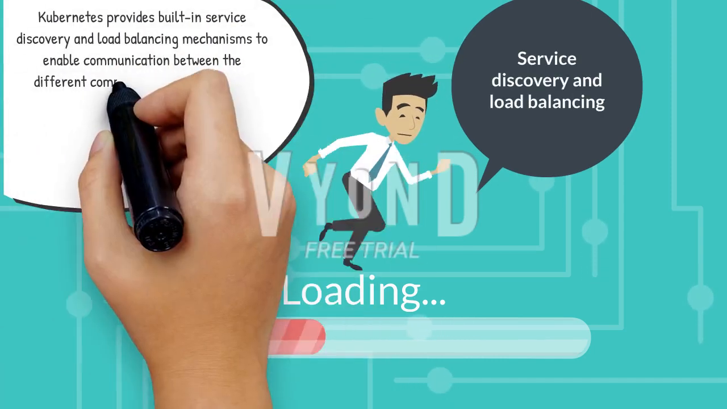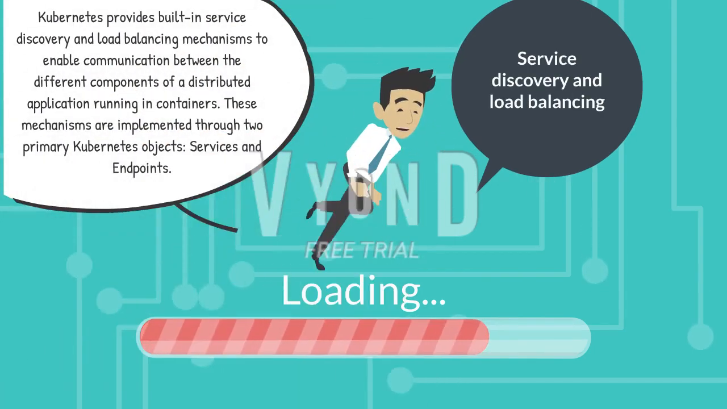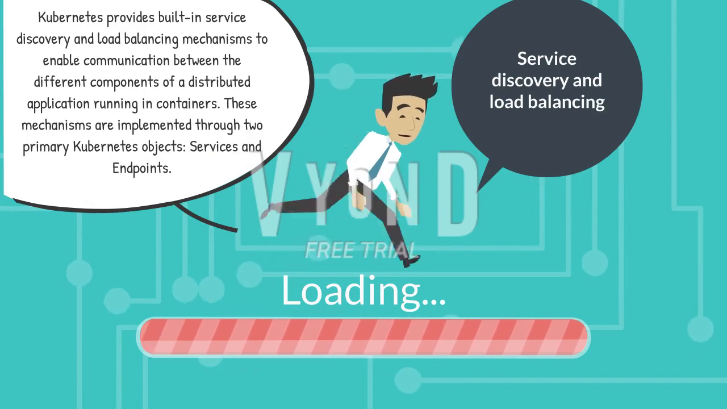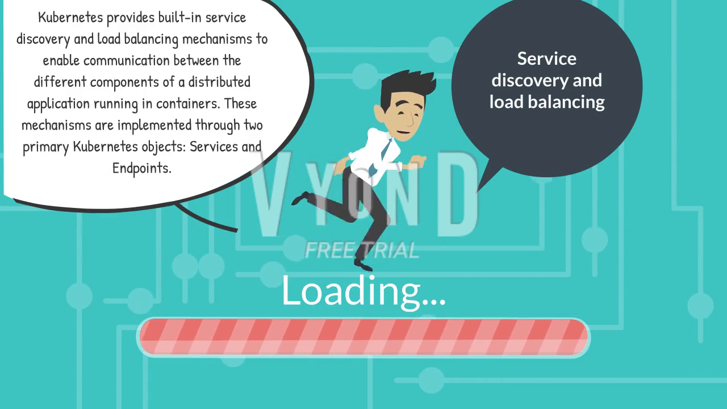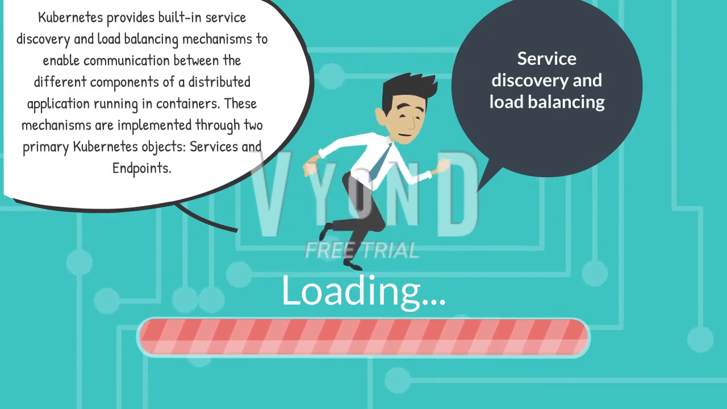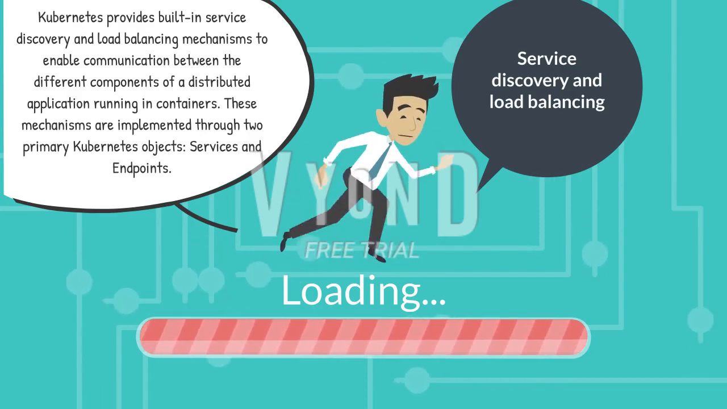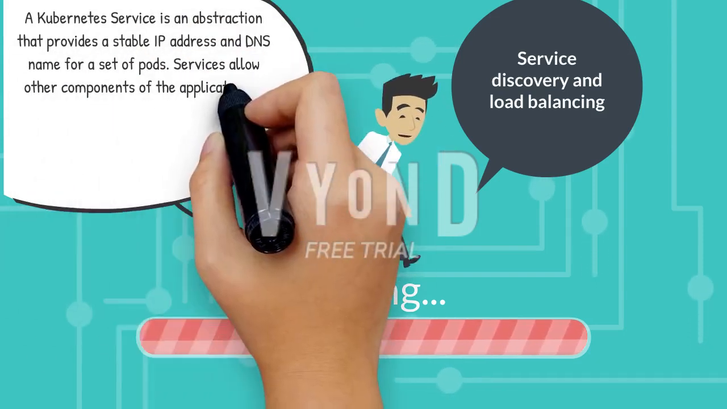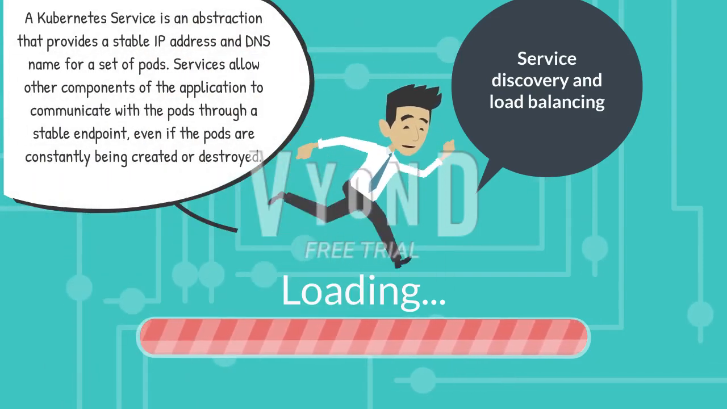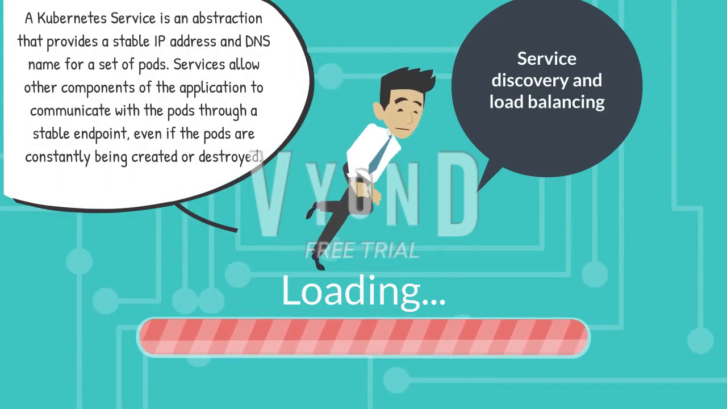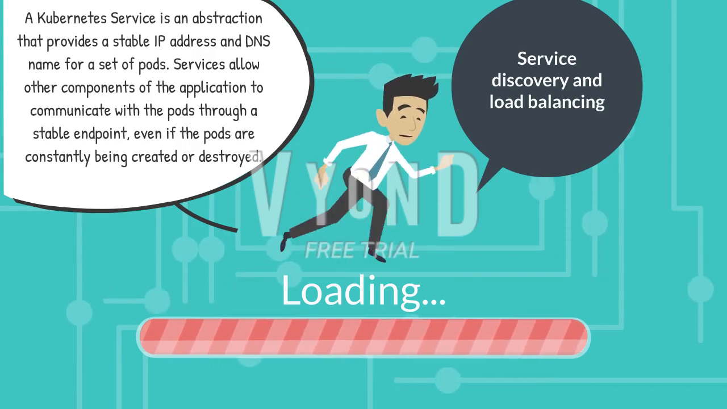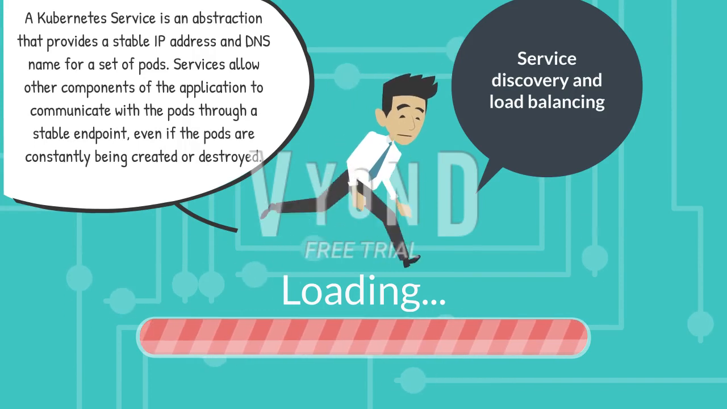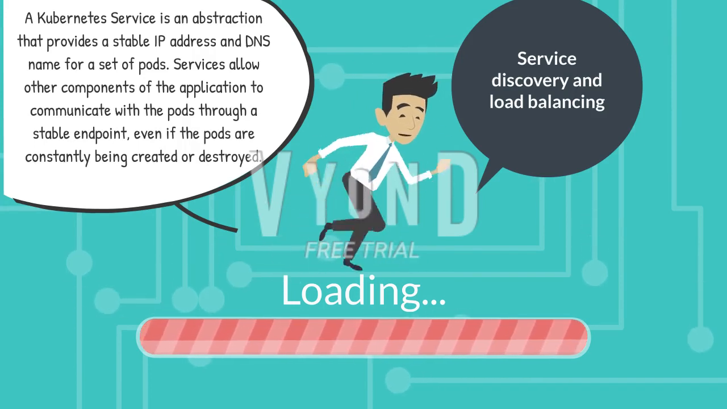Kubernetes provides built-in service discovery and load balancing mechanisms to enable communication between the different components of a distributed application running in containers. These mechanisms are implemented through two primary Kubernetes objects, services and endpoints. A Kubernetes service is an abstraction that provides a stable IP address and DNS name for a set of pods. Services allow other components of the application to communicate with the pods through a stable endpoint, even if the pods are constantly being created or destroyed.